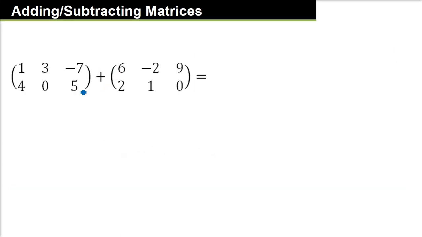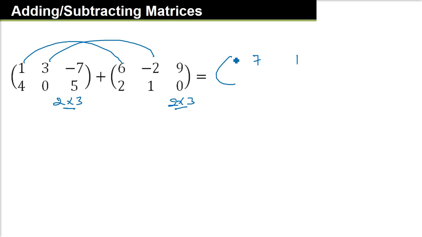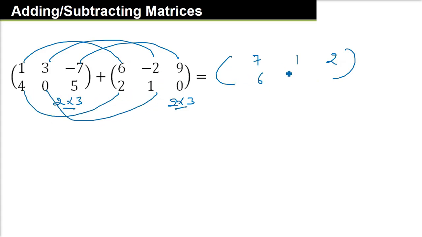Let us take a few more examples. First, you have to see what the dimension is. The order of this matrix is 2 by 3. The order is 2 by 3 here. So now this can be added. Otherwise, if the dimensions are not the same, we cannot add or subtract. The corresponding elements: 1 and 6, you add, 7. 3 and -2 will be 1. Minus 7 and 9, when you add, you get 2. 4 and 2, that is 6. 0 and 1, that is 1. 5 and 0, 5.